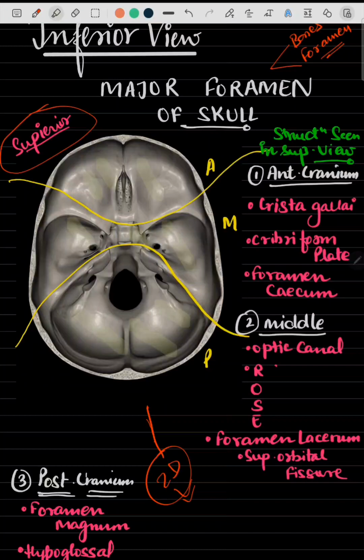If you see, what are the structures which are seen in the anterior aspect? Okay, in the anterior aspect we can see structures like the crista galli. Now what is crista galli? See, this center structure here is said to be the crista galli. Okay, next is the cribriform plate. This structure is said to be your cribriform plate. Okay, now the foramen cecum, just anterior to the cribriform plate, somewhere here is going to be the foramen cecum. These are the major structures which are seen in the anterior cranium. There are other structures as well, but for now you can just remember these parts.